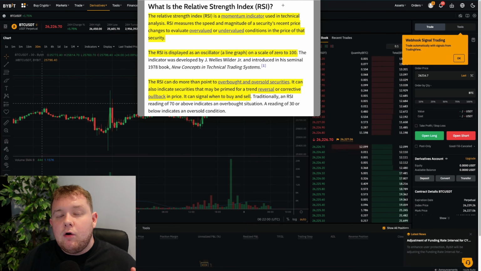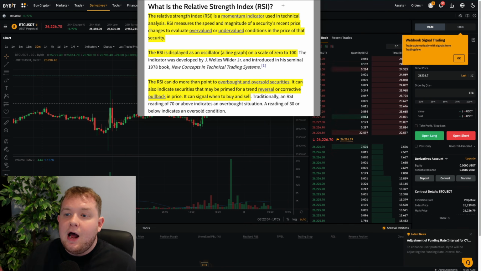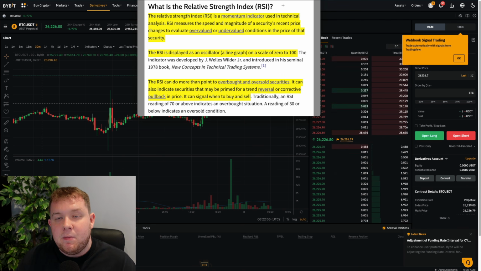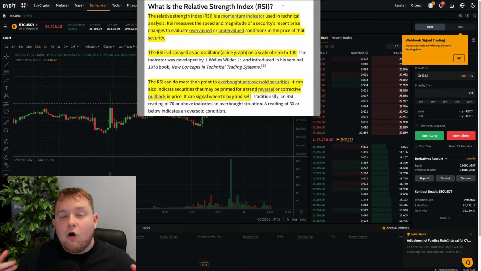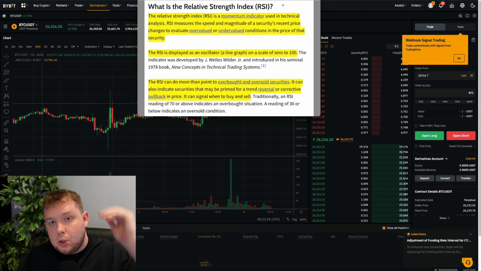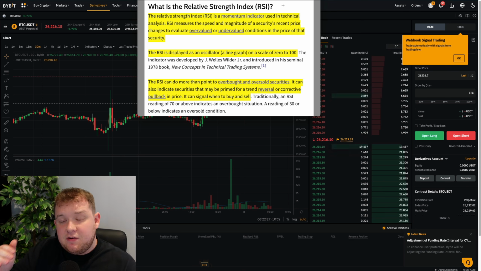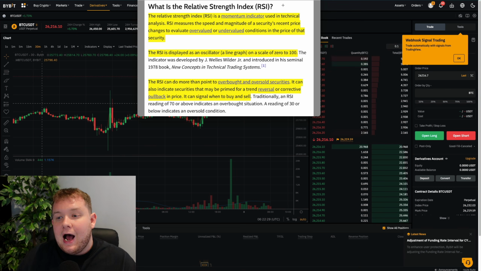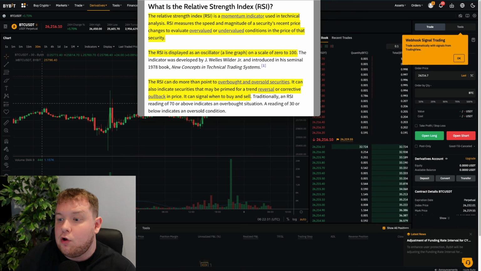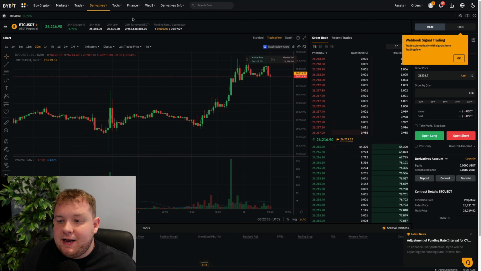Finally, to round off these indicators, we have the RSI. This stands for Relative Strength Index, and once again, this is a momentum indicator. I love momentum indicators. The RSI is displayed as a line oscillator, and it gives you from 0 to 100 on the price graph. 70 and above is considered overbought, and 30 and below is considered oversold. And we'll talk about that later in today's video.